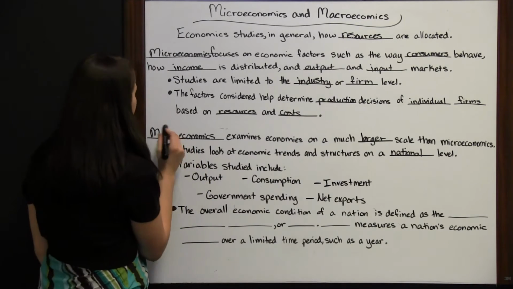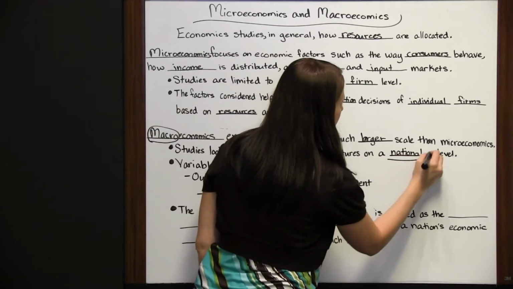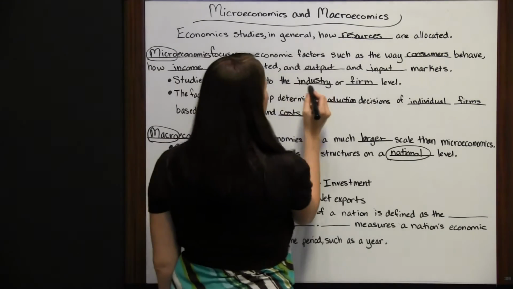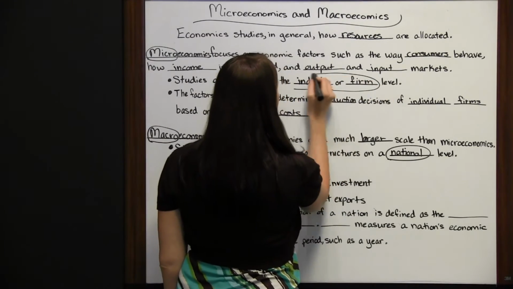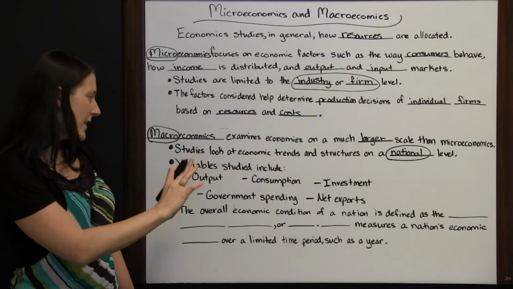So, to remember that, macro is much larger, so it's a national level. Micro is smaller, so it's on the industry or firm level. So those are the important things to remember to differentiate here.